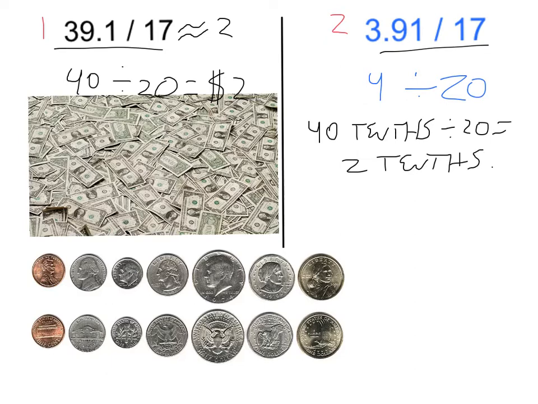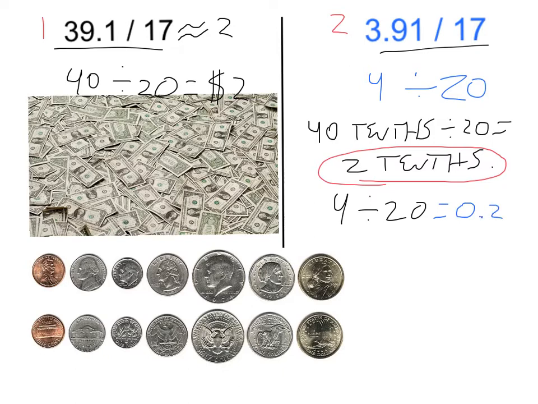Now if I'm thinking about coins, I'm thinking, what coin is tenths? Not pennies, not nickels, but yes, dimes. Dimes would be really easy. So if I had about $4 to give to each of 20 students, each one would get about 20 cents. And we would just write this like this. So again, 4 divided by 20, we just said equals 2/10, and we write 2/10 like this. We say 4 divided by 20 equals 0.2, which is 2/10. So our answer to 3.91 divided by 17 is about 2/10.